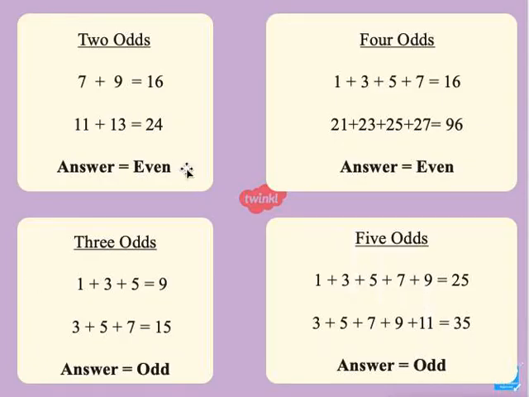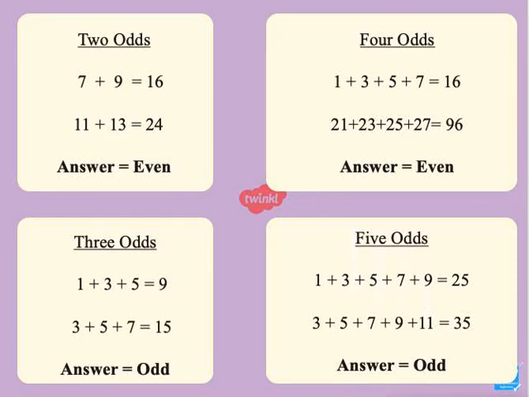Okay, so I've just done out a few examples here. I've added two odd numbers together here, three odd numbers together on the bottom left, four odd numbers together on the top right, and five odd numbers on the bottom right. Okay, so let's look at the two odds first up in the top left corner.